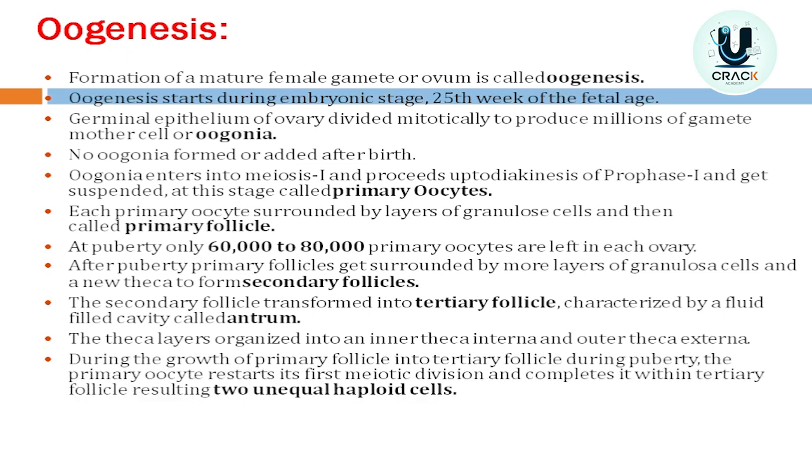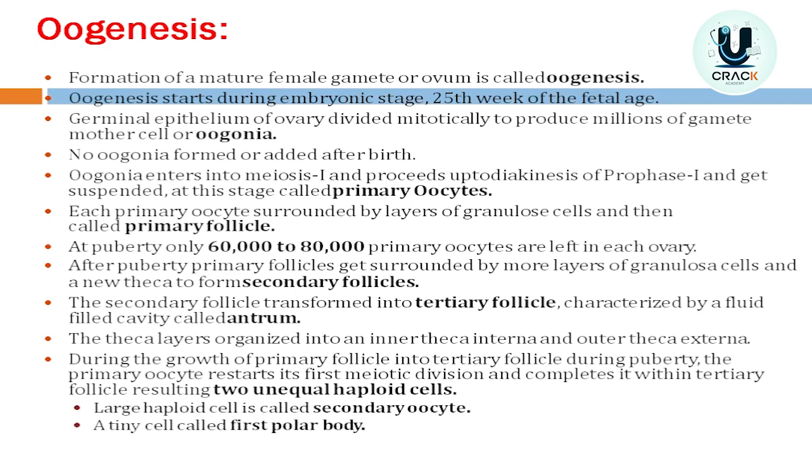During the growth of the primary follicle into the tertiary follicle at puberty, the primary oocytes restart meiotic division. On completing it, two unequal haploid cells arise. The large haploid cell is called the secondary oocyte, and a tiny cell is called the first polar body.